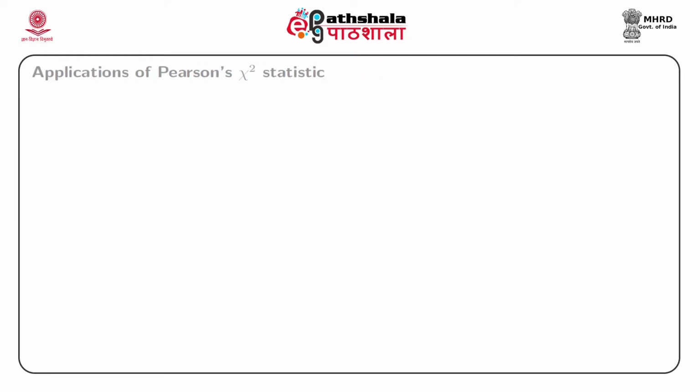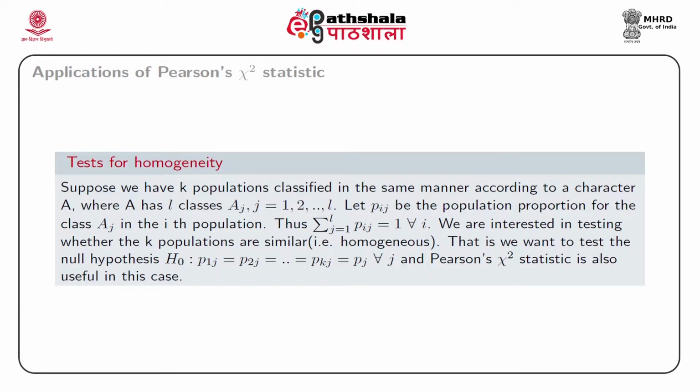Next application is the test for homogeneity. Suppose we have k populations classified in the same manner according to a character A, where A has L classes Aj, j running from 1 to L. Let Pij be the population proportion for the class Aj in the ith population. Thus summation j from 1 to L Pij equals 1 for all i. We are interested in testing whether the k populations are similar, that is homogeneous. That is, we want to test the null hypothesis that P1j, P2j, ..., Pkj are all equal to some Pj, and we can again apply Pearson's chi-square statistic in this situation also.